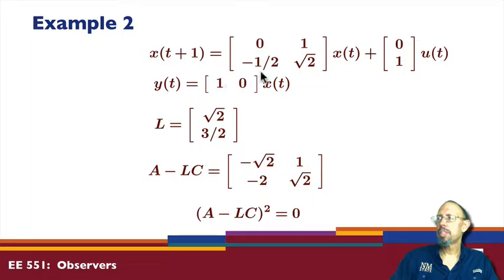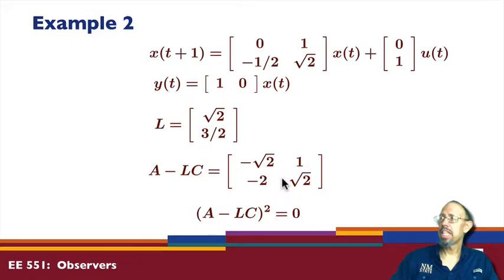Here is a system that we're given now. And this is in discrete time. We're going to choose this particular L. This particular L is chosen so that (A minus LC) squared is 0. That is, it's a nilpotent matrix. So this is a deadbeat observer. We've chosen the observer gain to put all the eigenvalues of the closed-loop system at 0. So even though the matrix itself is not 0, it is nilpotent. If you multiply this matrix by itself, you'll get 0.